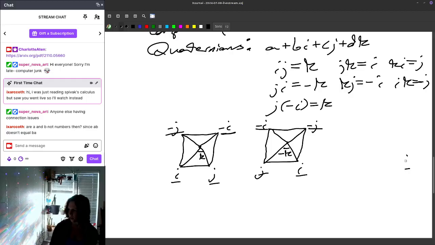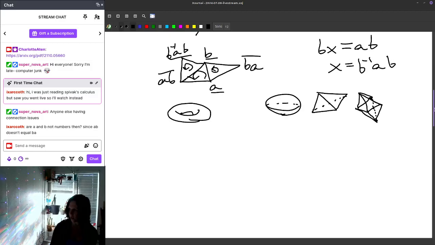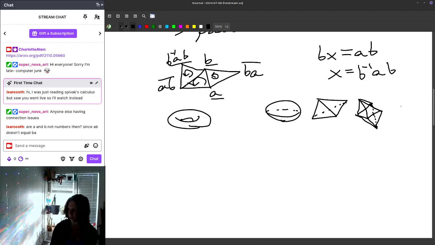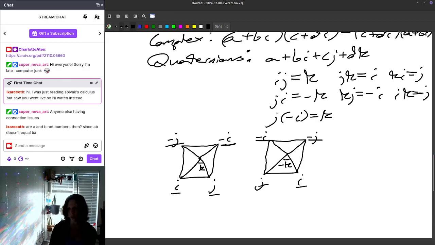You can imagine that those could stick together to make this octahedron, whose equator is i, j, minus i, minus j. Where is my octahedron? Okay, this is my really incredible octahedron. So the equator is i, j, minus i, minus j, and then the north and south poles are k and minus k. And so you could think about that little octahedron as representing this particular part of the non-commutative multiplication of the quaternions.